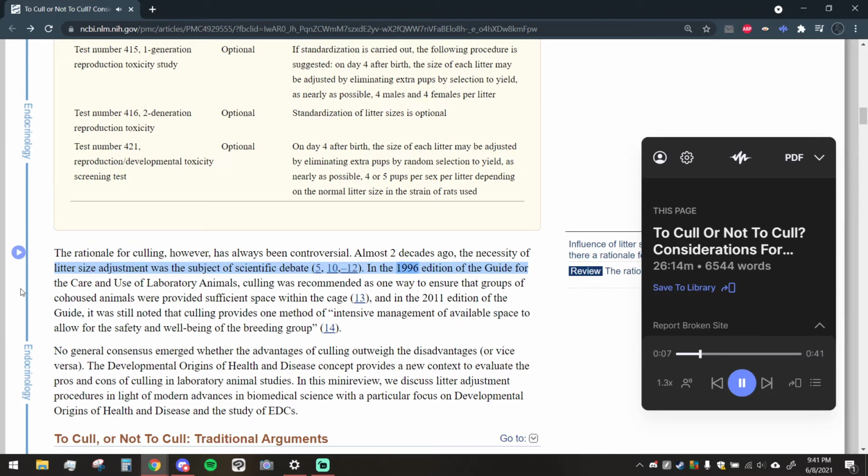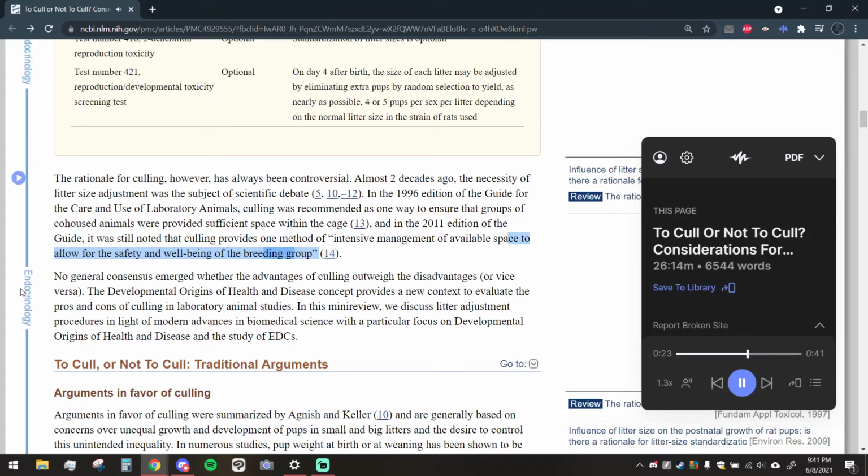In the 1996 edition of the Guide for the Care and Use of Laboratory Animals, culling was recommended as one way to ensure that groups of co-housed animals were provided sufficient space within the cage. In the 2011 edition of the guide, it was still noted that culling provides one method of intensive management of available space to allow for the safety and well-being of the breeding group. No general consensus emerged whether the advantages of culling outweigh the disadvantages, or vice versa.